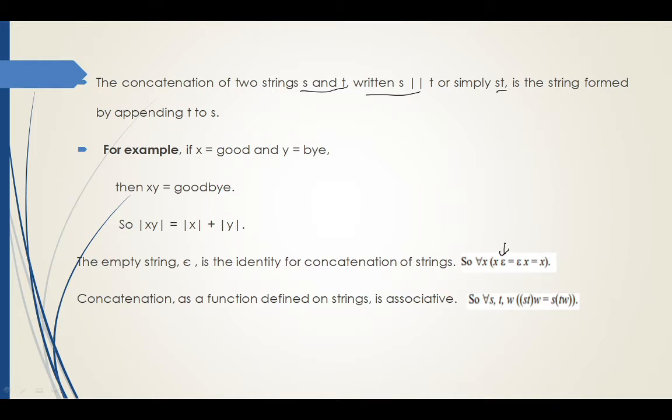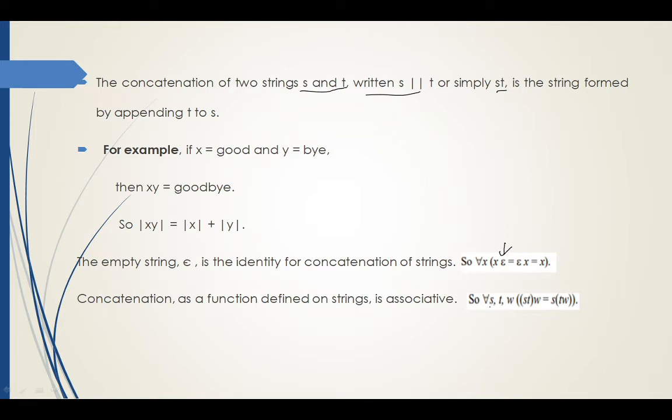It is an empty string, so no symbols are present in that string. So x is a string, and epsilon is another string. If you concatenate x with epsilon, or epsilon with x, what do you get at the end? You get x only. Concatenation is a function defined on strings that is associative. So this shows the associative operation on a given string.